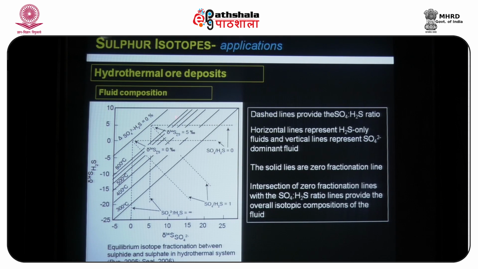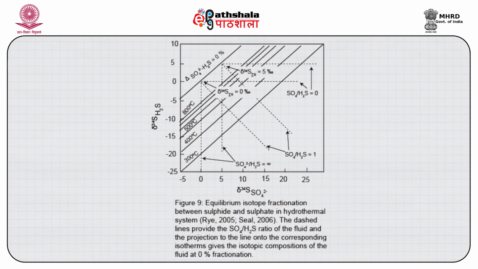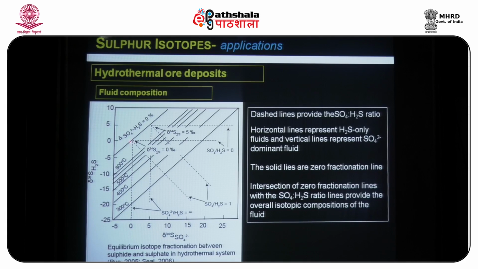So, they will fall along this line, whereas if the fluid contains only sulfate and no H2S, then they will be plotted along this line. For any other sulfate to sulfide ratio, the values will be plotted along some lines in between these two horizontal and vertical lines. As an example, this is the 45-degree line along which this SO4 to H2S ratio is actually 1. When these lines are extended to the zero fractionation line, that means cap delta SO4 minus H2S is equal to 0, the intersection point gives the isotopic composition of the fluid.